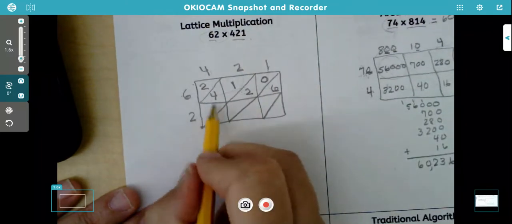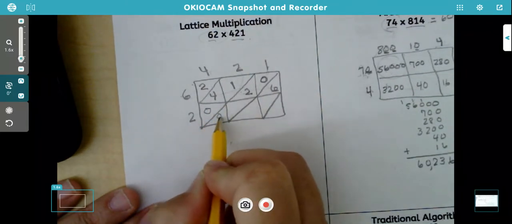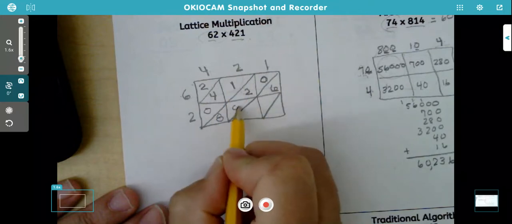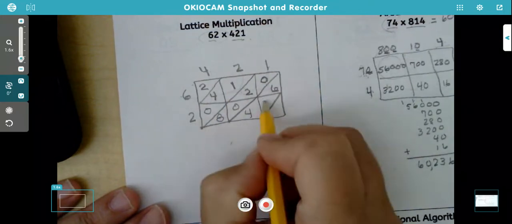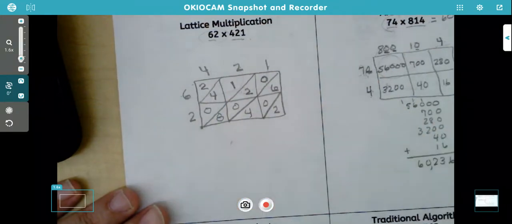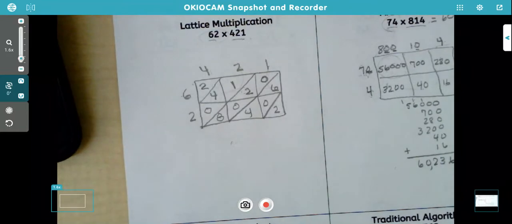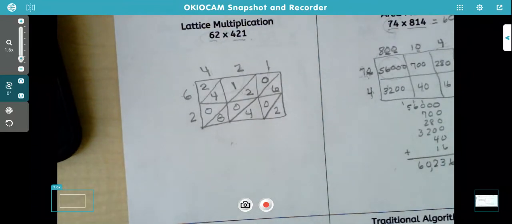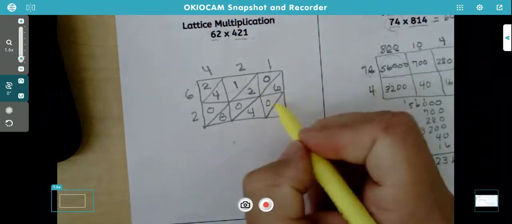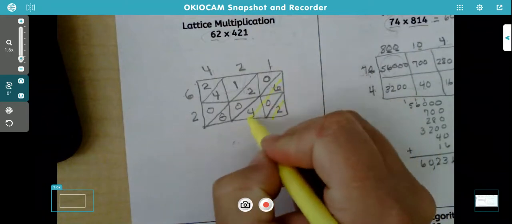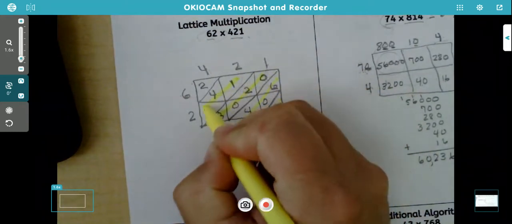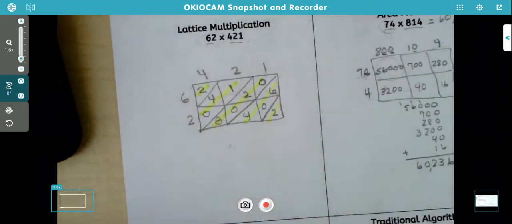Okay. 2 times 4, 8. 2 times 2, 4. 2 times 1, 2. Okay, now if you look at that, you can see where I put those diagonals in. You've got these diagonal lines here. Well, what you do here is you add along those diagonals.